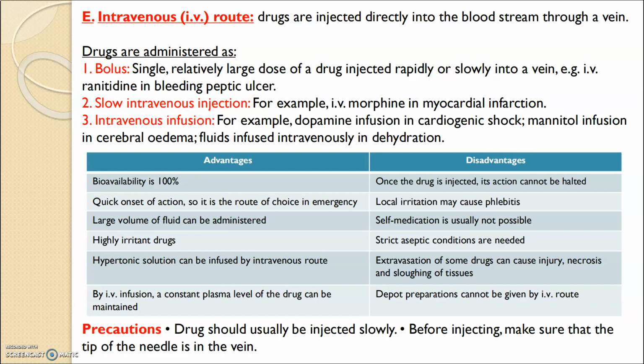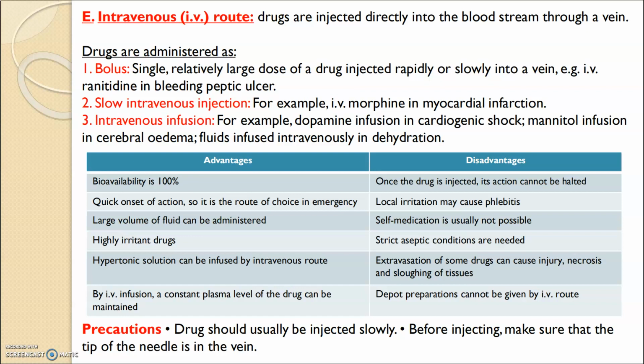Self medication is usually not possible. Strict aseptic conditions are needed. Extravasation of some drugs can cause injury, necrosis, and sloughing of tissues. So, what precautions should be taken by the patient while administering the IV route or by the physician? Drugs should usually be injected slowly.